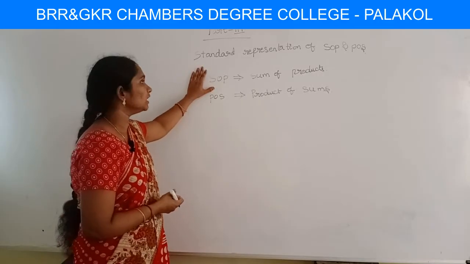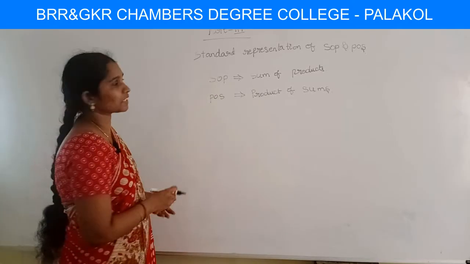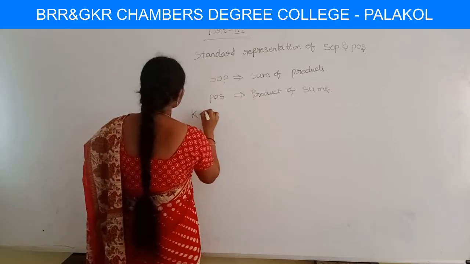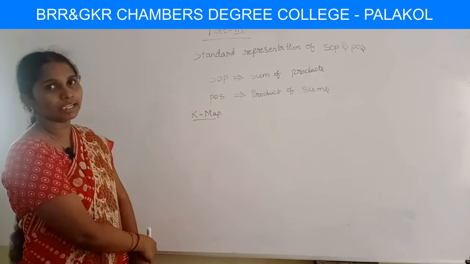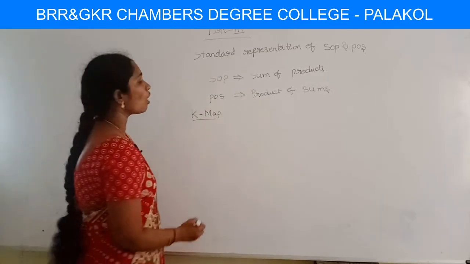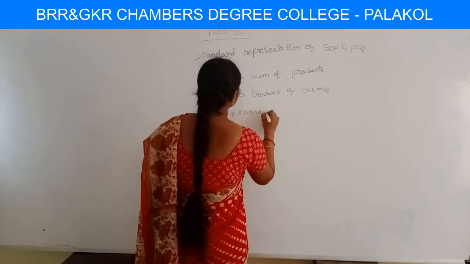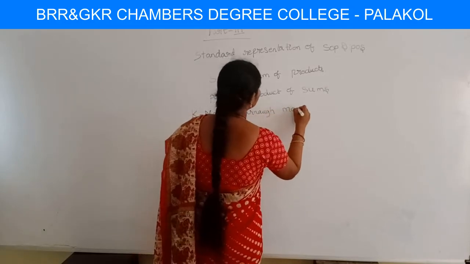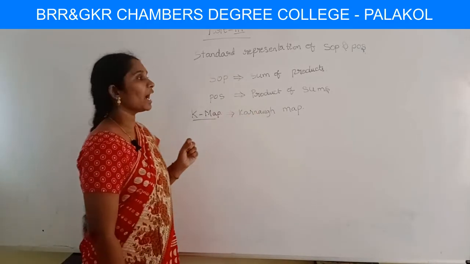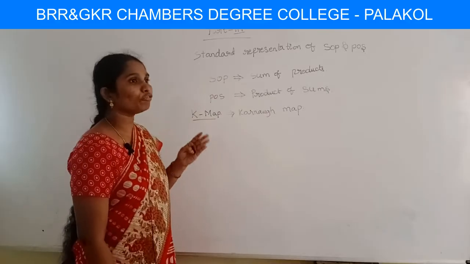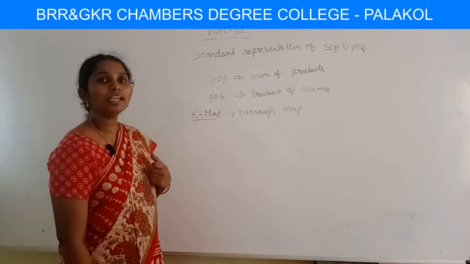Okay, so for the minimization of any Boolean expression, it is very difficult. That's why for the simplification purpose we go to K-maps. K-map is nothing but Karnaugh map. By using this Karnaugh map, you have to minimize the number of expressions in a logic equation or in a Boolean equation.